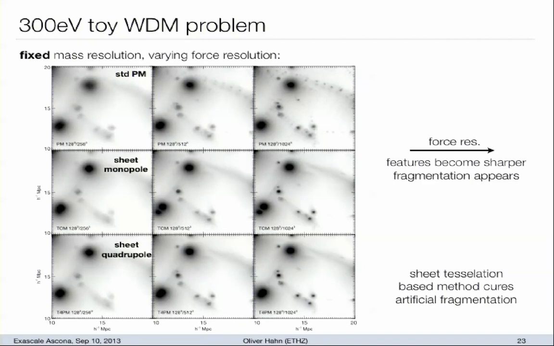But what we get instead is, again, these beads on a string that people have always been seeing. Just everywhere you start seeing this. While at the monopole, we see that these features now become sharper, as they should become. These are maximum intensity projections of the gravitational force. And at quadrupole, it's the same thing. So features do become sharper, as they should, as we increase the force resolution, and they shouldn't produce all of a sudden strange errors. So it looks like this completely cures this artificial fragmentation.